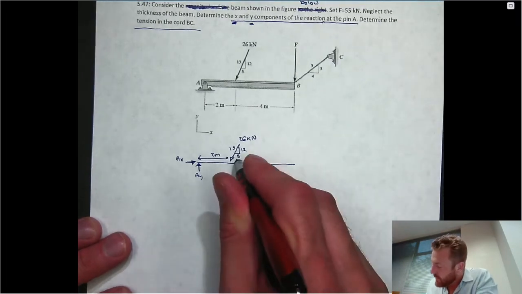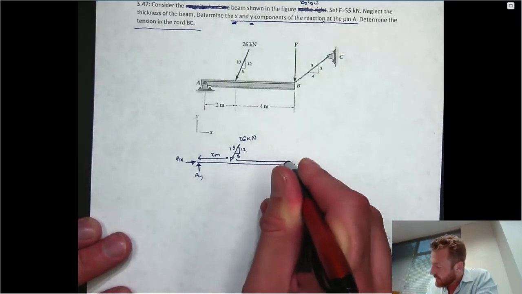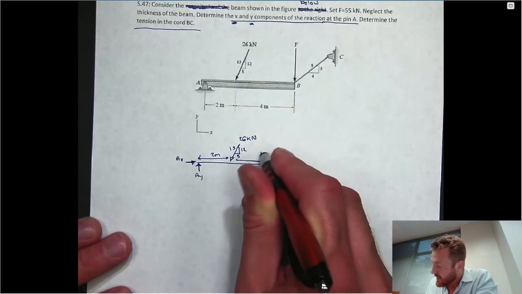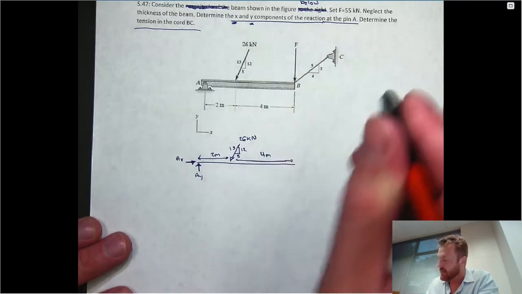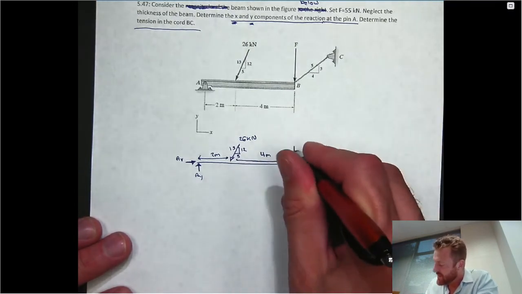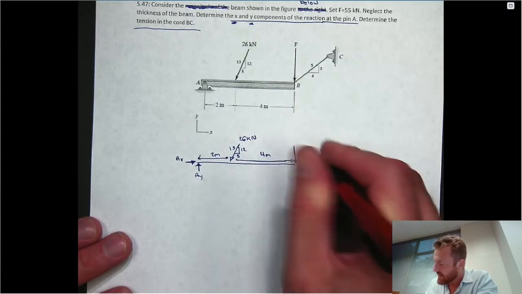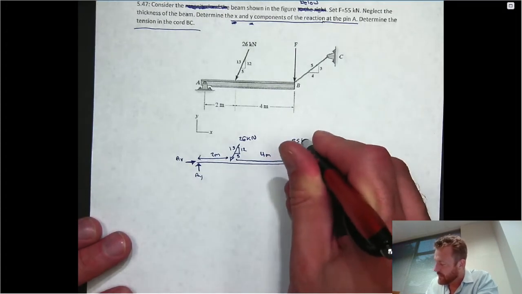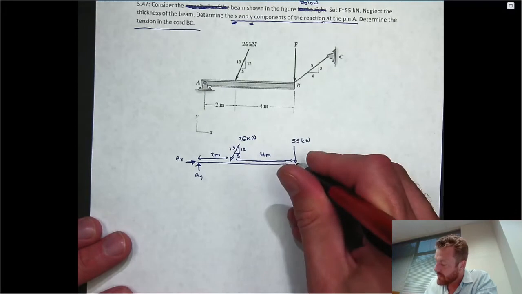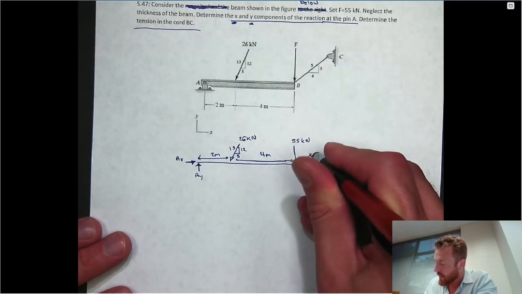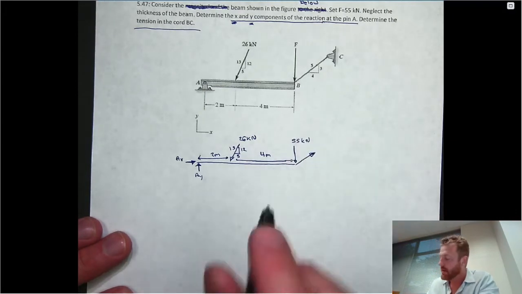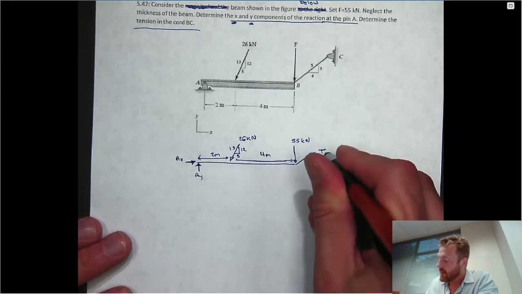In addition, 4 meters from that, all the way at the end of the beam, sorry, I had the cable on my mind, we have the downward force F, and it has a magnitude of 55 kilonewtons. And then we have the actual tension associated with the cable pulling up along the direction of the cable, and that is a quantity that we need to find.